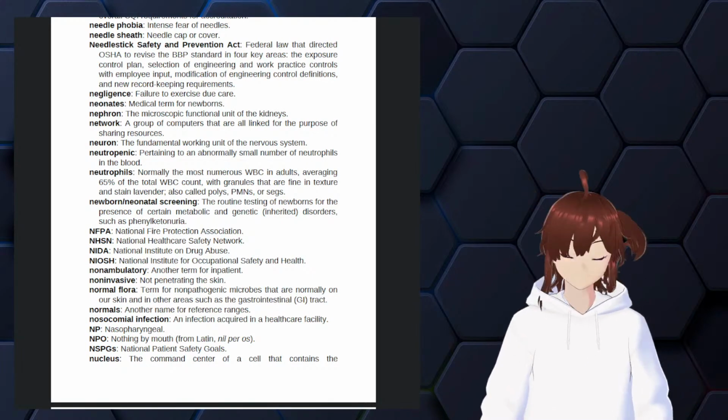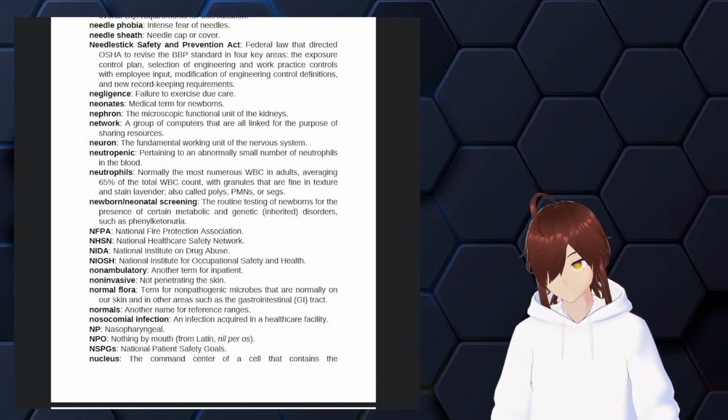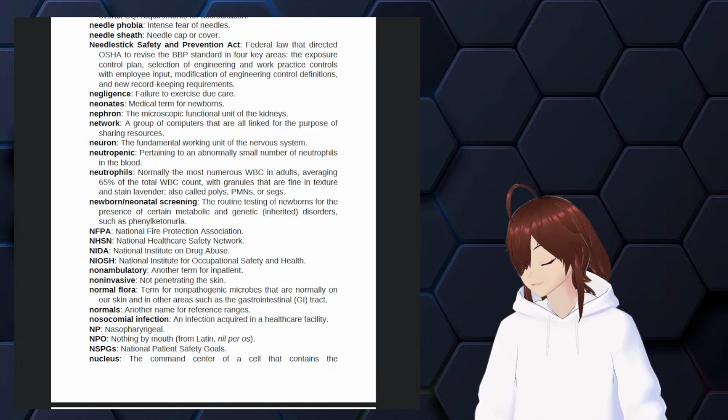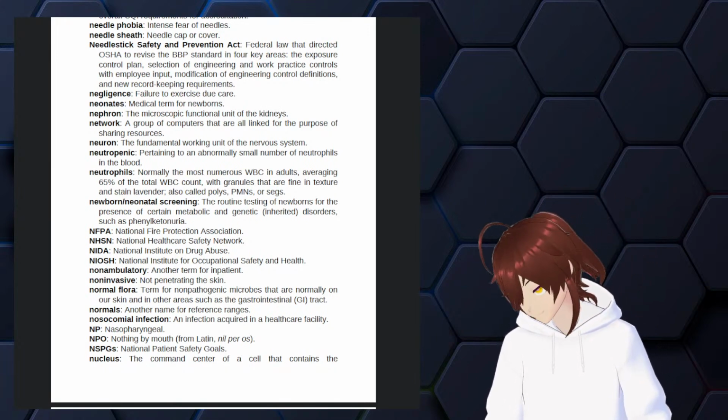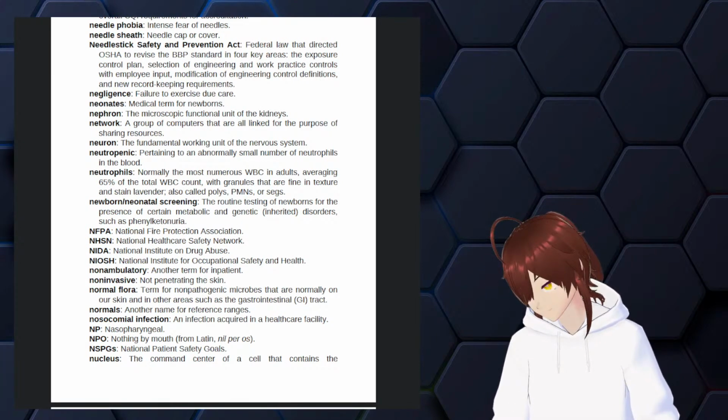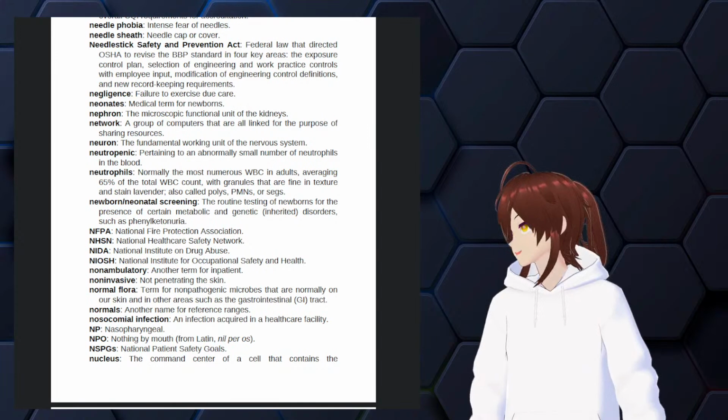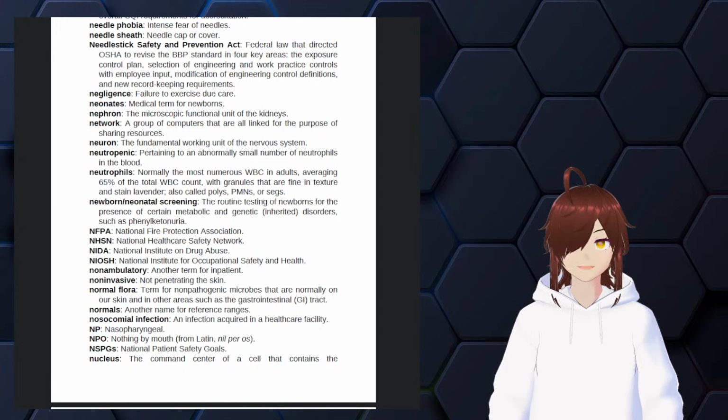With granules that are fine in texture and stain lavender, also called polys, PMNs, or segs. Newborn neonatal screening, the routine testing of newborns for the presence of certain metabolic and genetic, inherited disorders, such as phenylketonuria. NFPA, National Fire Protection Association. NHSN, National Healthcare Safety Network. NIDA, National Institute on Drug Abuse. NIOSH, National Institute for Occupational Safety and Health.